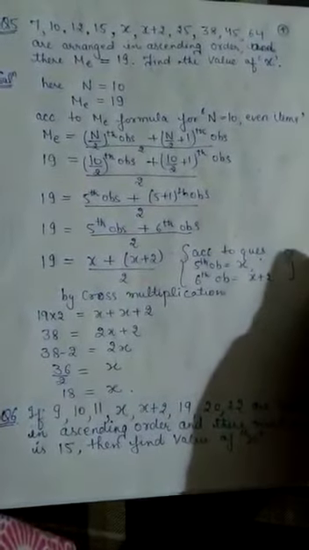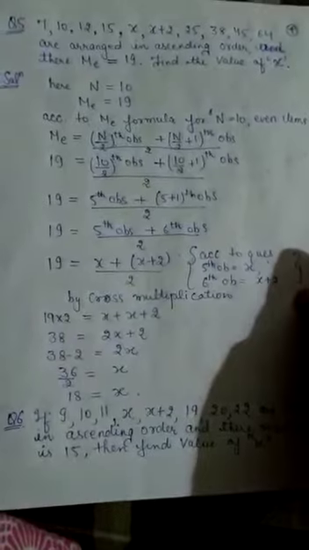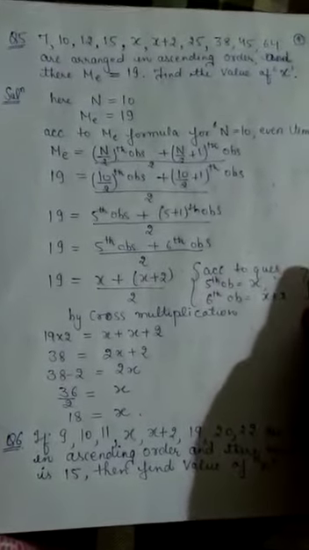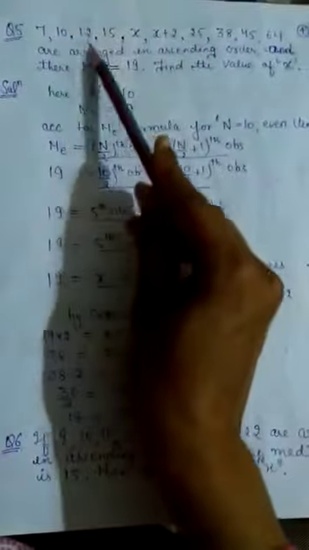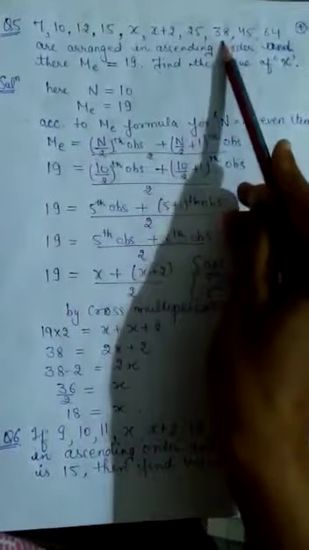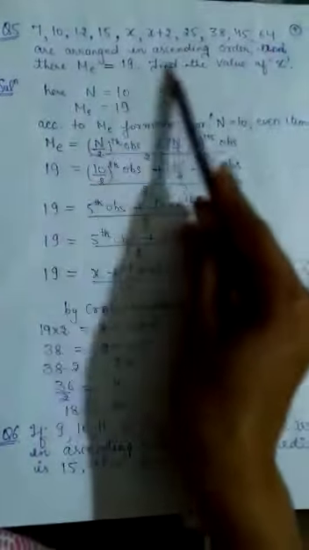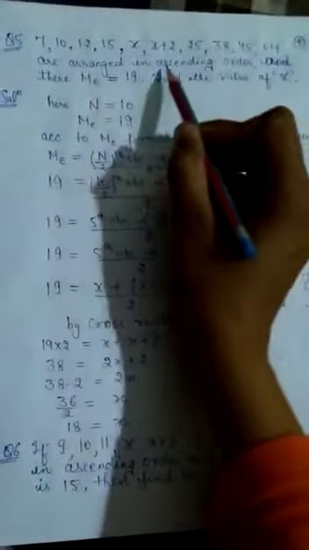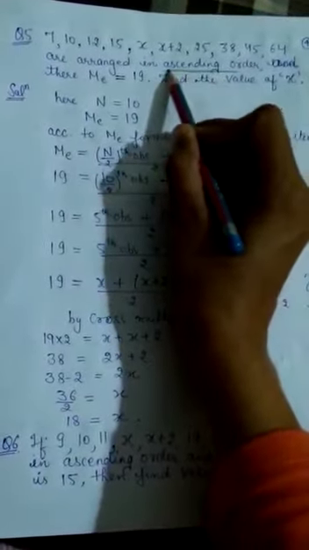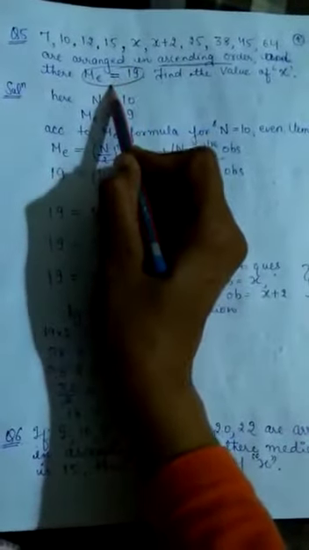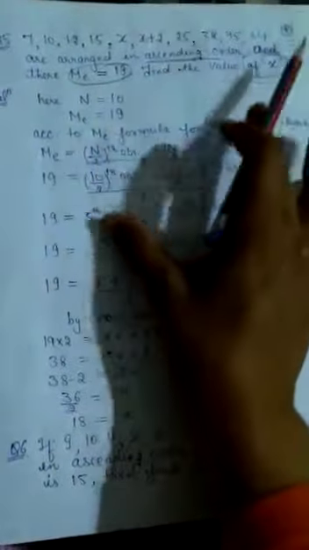Now next one is some important type of question, to find some missing values. 7, 10, 12, 15, x plus 2, 25, 38, 45, 64 are arranged in ascending order, means already they are arranged in ascending order, no need to arrange again. Their median is given as 19, means the answer of the formula is being given to us. We have to find the value of x. So which formula we will use depends upon how many values there are.